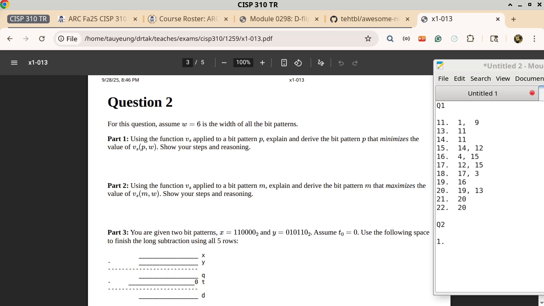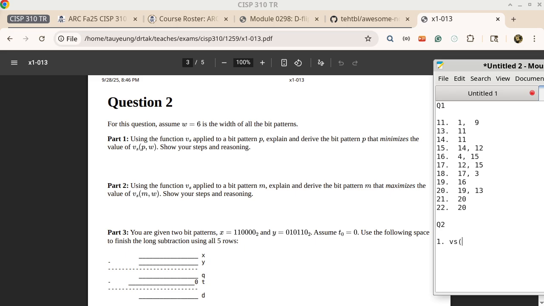When you read the question, it specifically asks to use the function vs. Anyone who bypasses that and just says, oh, the minimum value is negative 2 to the power of w minus 1, and because w is 6, therefore it is negative 31, will definitely not get all the points, because the question specifically asks to link the explanation to the function vs. So the correct answer in this case is to use the definition first.